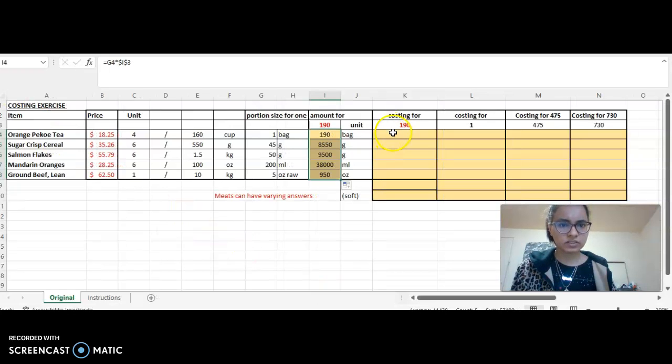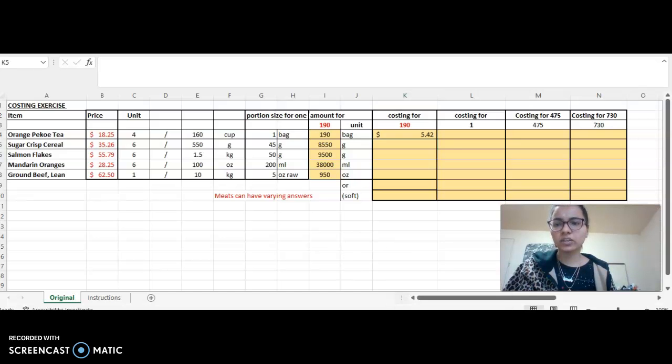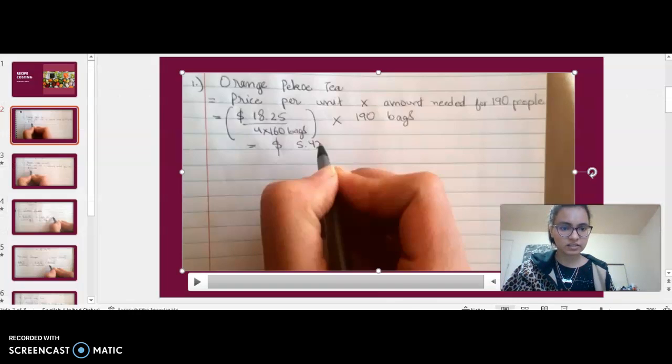So we just type in here the formula, that is $18.25 divided by 640, close bracket, and then 190 bags. Enter. So here is the price. Similarly, we need to calculate the price for Sugar Crisp cereal, and here we go.